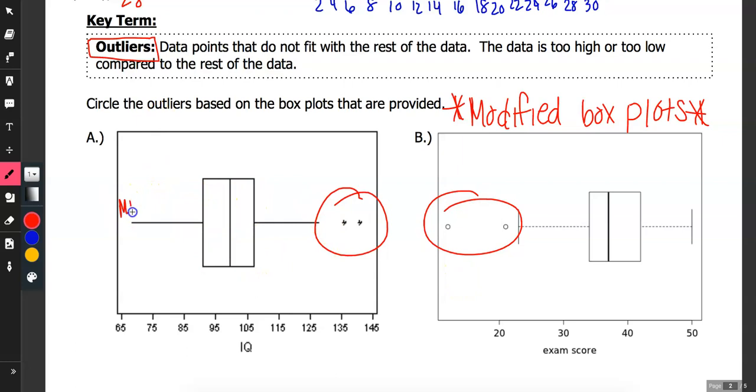So here's our minimum, Q1, median, Q3. Our maximum is over here, but this maximum is not really the maximum of the entire data set. It would actually be our 2 outliers that we circled, but we'll learn how to make this modified box plot show that. Okay, same thing here. These are the actual minimums, but this is where our box plot starts.